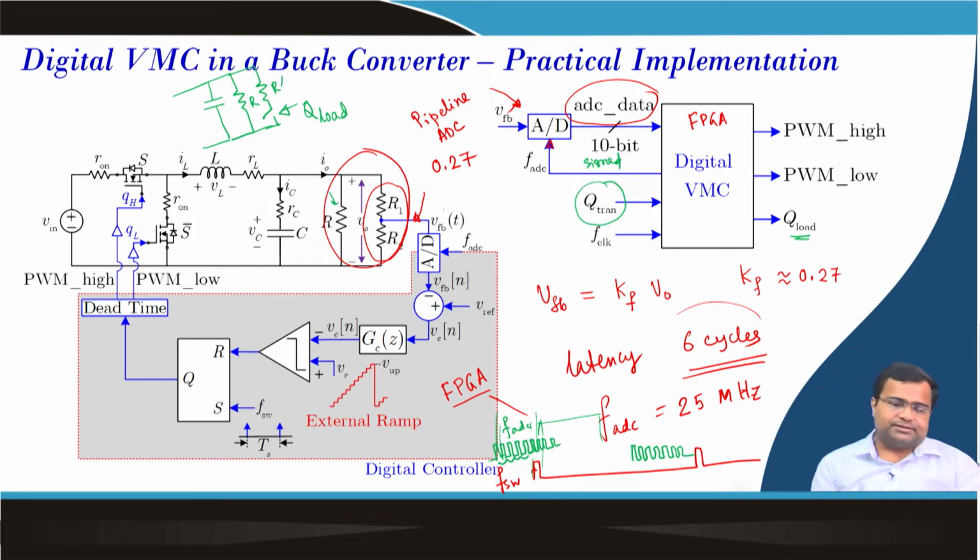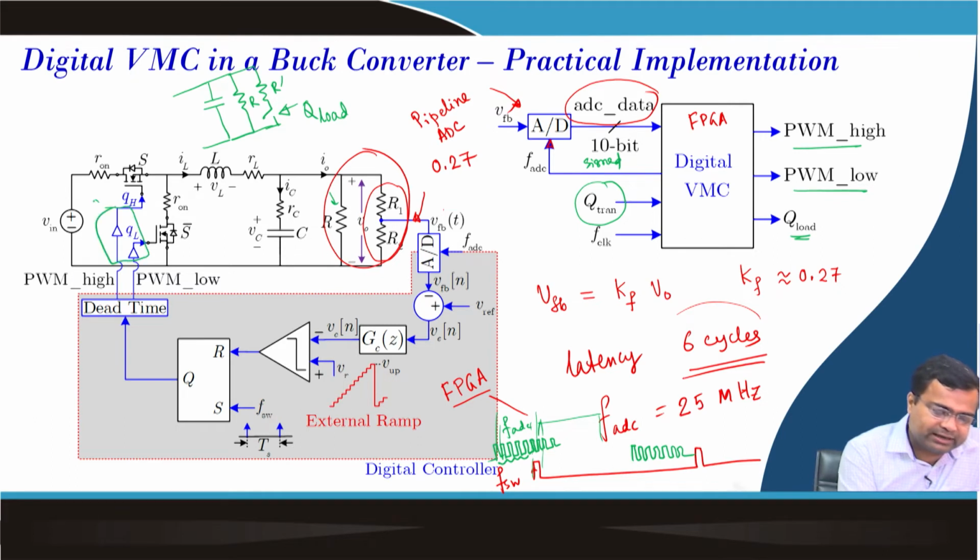So, it is a step up transient, and this PWM high and PWM low are going to the gate drive circuit. The gate drive will generate the actual gate signal for the MOSFET, but we are providing the high and low gate drive signals from the FPGA. Some gate drive ICs accept only one PWM signal, and internally generate the dead time and the other signal.